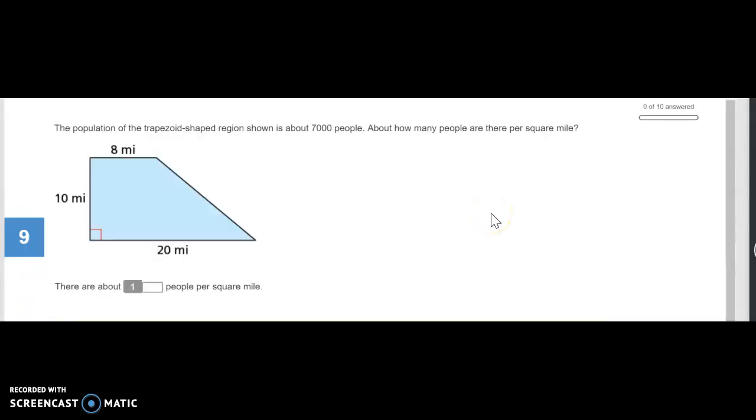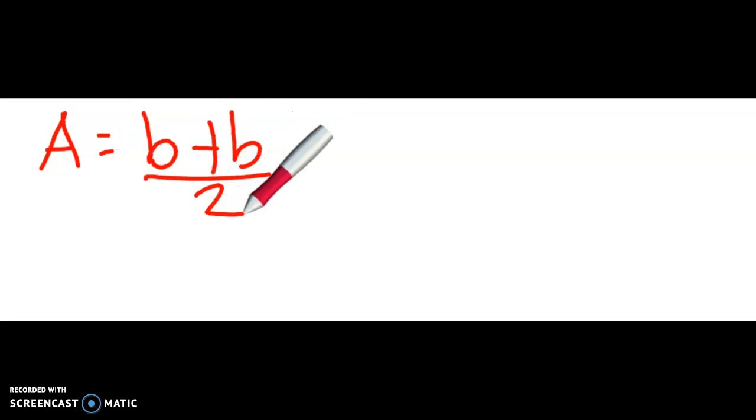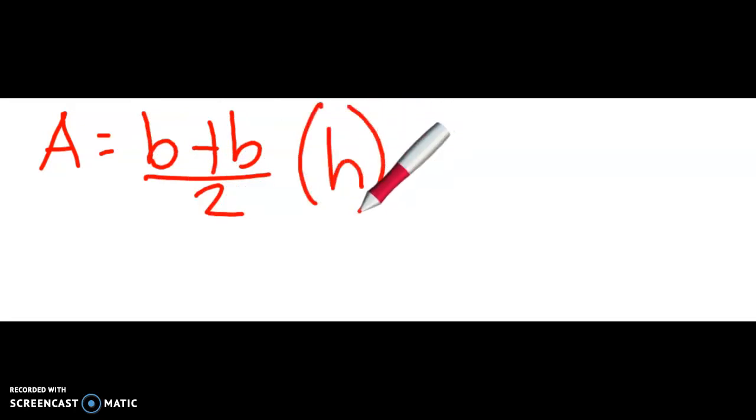So problem 9 is for your trapezoid. And again, our trapezoid area equals our A base, which is 8, plus our B base, which is 20, divided by 2, and multiplied by the 10. So again, area for a trapezoid is A equals the top base plus the bottom base divided by 2 and multiplied by the height.